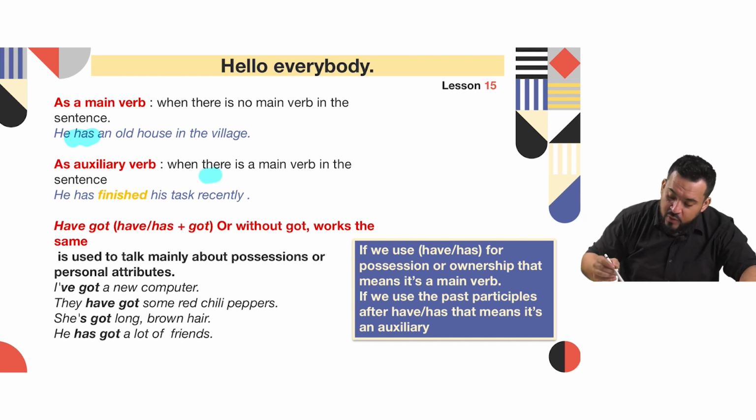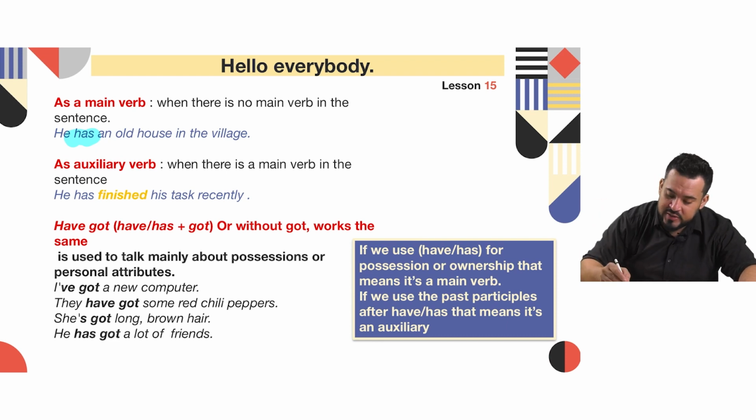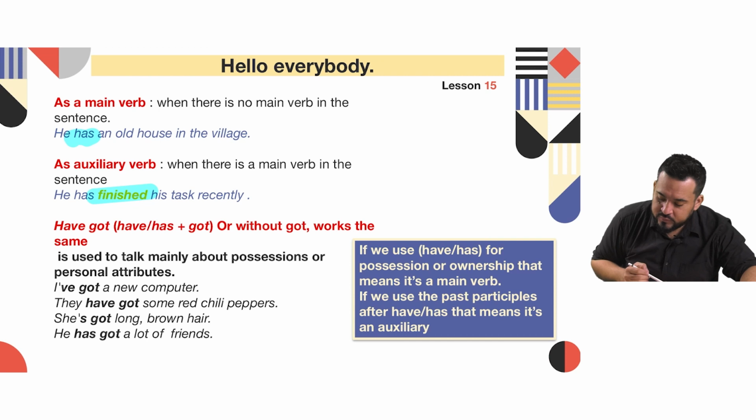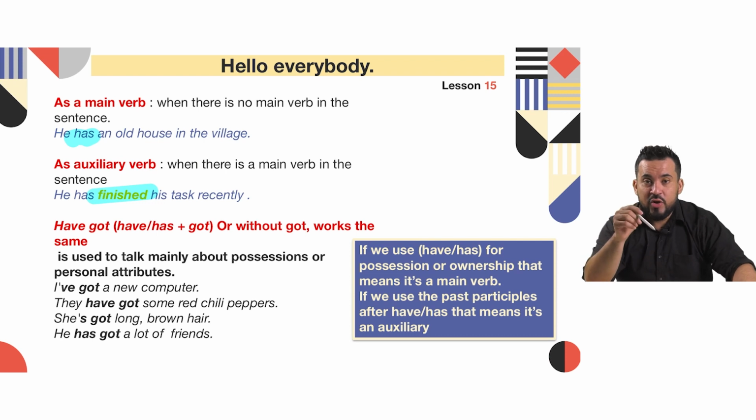Auxiliary verb is when there is a main verb in the sentence, and have or has is just used there as a helping verb or an auxiliary verb. Okay, let's see. He has finished his task recently. He has finished his task recently. So we know has here is not the main verb because the main verb is finished.